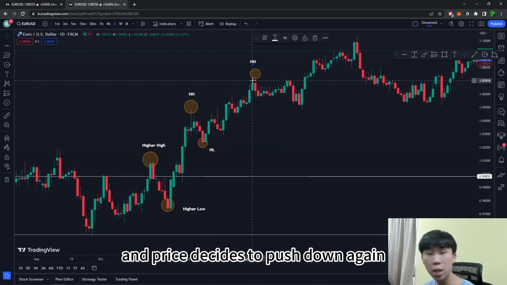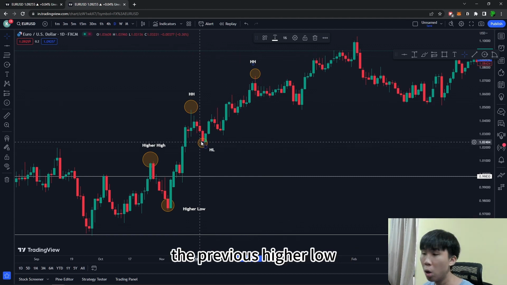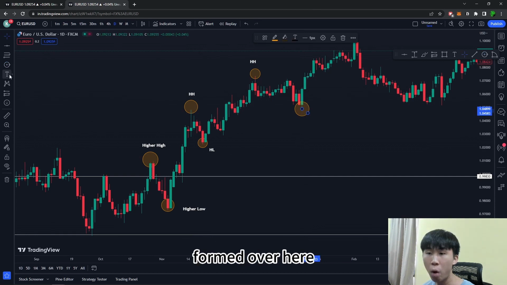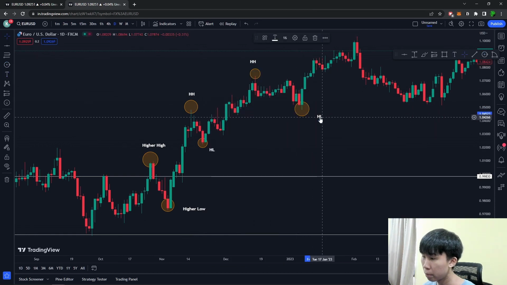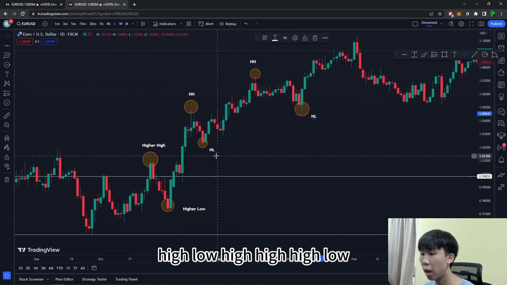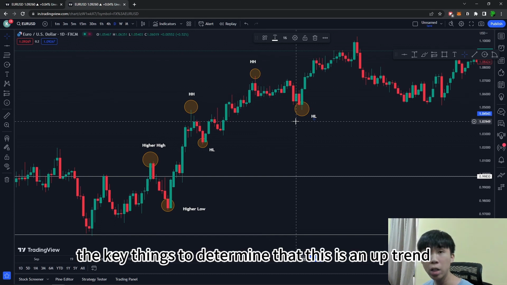And price decides to push down again, but it did not break the previous low, the previous higher low. So this is another higher low formed over here. So as you can see over here, we have higher high, higher low, higher high, higher low, higher high, and higher low. This is the key thing to determine that this is an uptrend.